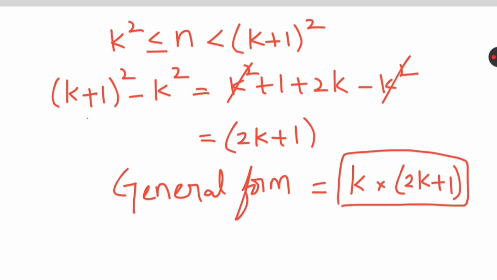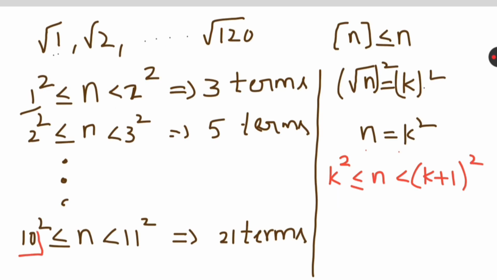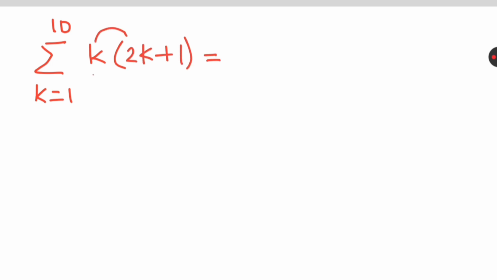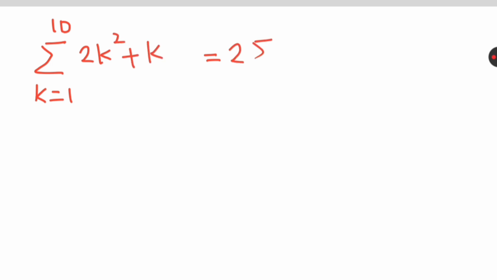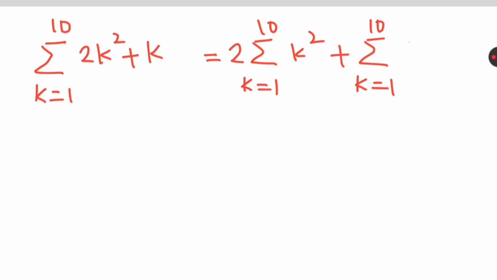So using this, let's take the summation, then we can find it out. We are taking n up to 10, so that's why the summation also we need to take from 1 to 10. So summation k equals 1 to 10, k times 2k plus 1. If you expand this, k times 2k, which is 2k square, plus k times 1, which is k. So 2k square plus k. If you split this, 2 times summation of k equals 1 to 10 of k power 2 plus summation k equals 1 to 10 of k.